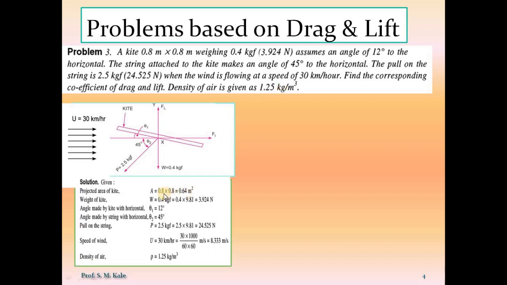So the projected area of the kite, 0.8 into 0.8, is nothing but 0.64 meter square. The weight of the kite acting in the vertically downward direction is 3.924 Newton. The angle made by the kite with the horizontal, that is theta 1, is equal to 12 degree. The angle made by the string with the horizontal is 45 degree. The pull in the string is nothing but 2.5 kgf, which is equal to 24.525 Newton. The speed of wind is nothing but 30 km per hour. Converting it in terms of meter per second, 8.333 meter per second. The density of air is nothing but 1.25 kg per meter cube.